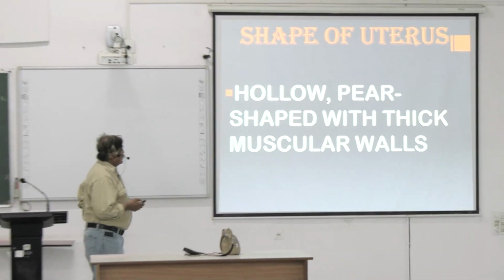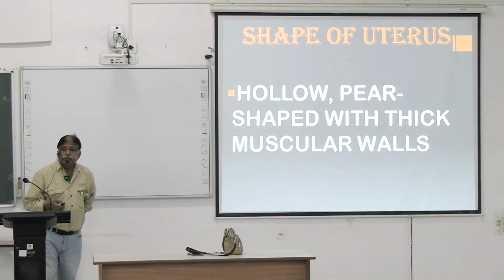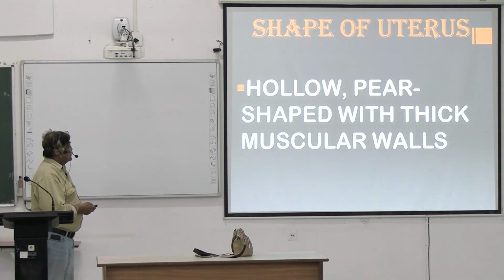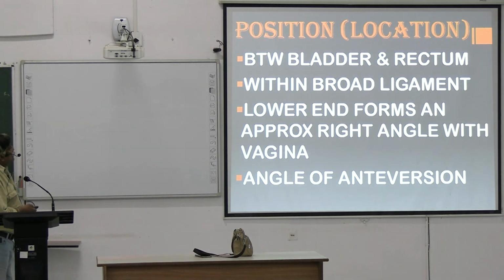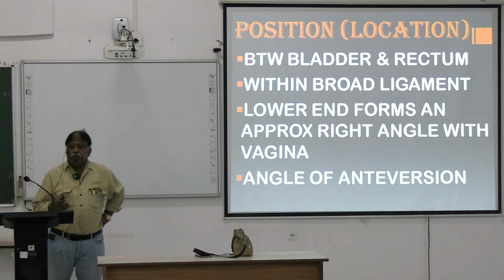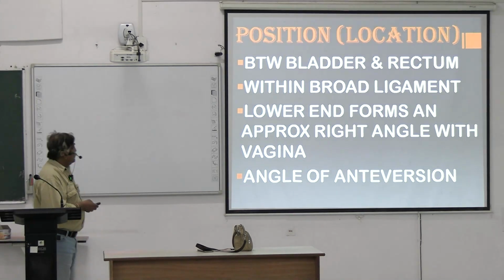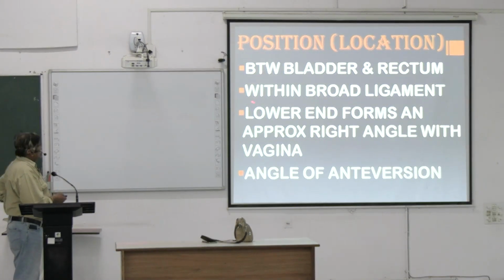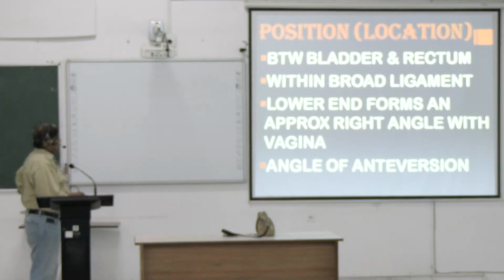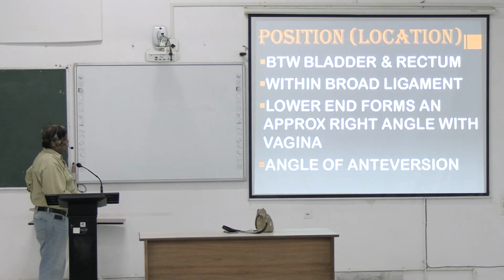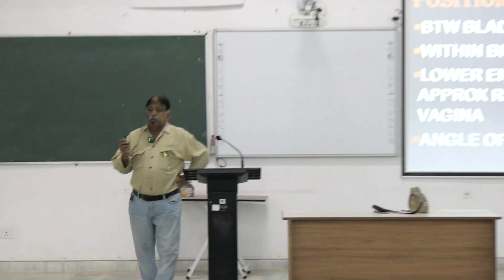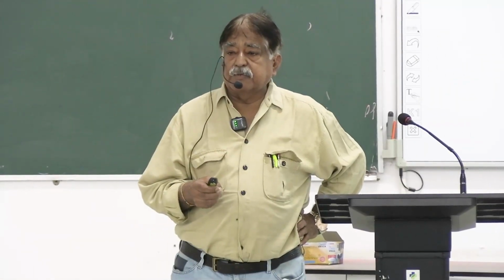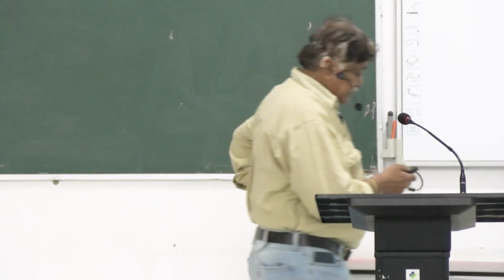Now, shape of the uterus is hollow, pear-shaped with thick muscular walls. Position and location: the bladder in the front and the rectum posteriorly. Within the broad ligament, the lower end forms an approximate right angle with the vagina, an angle of anteversion. This is important. You might get a short 4 marks short note: anteversion, anteflexion, and retroverted uterus. Okay.